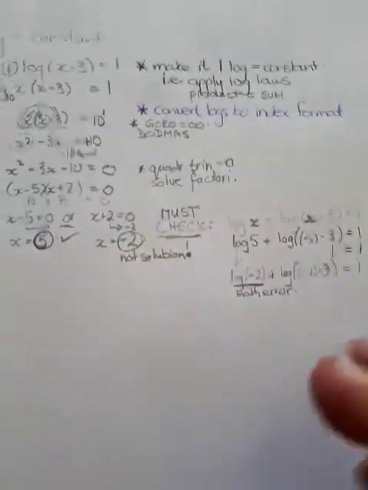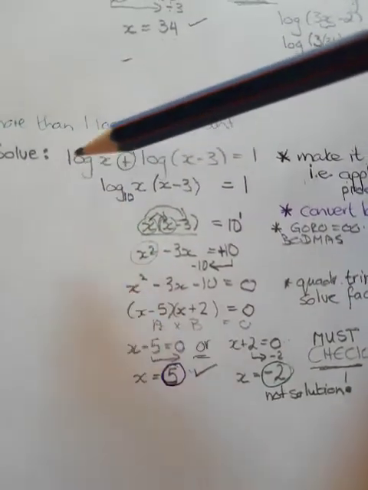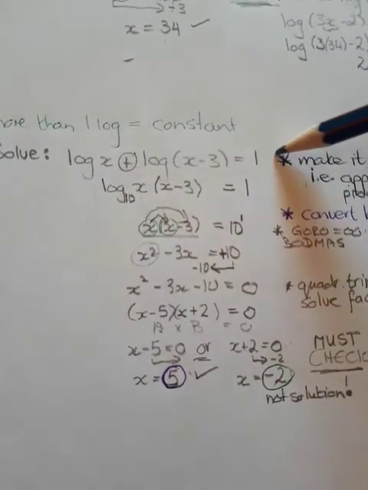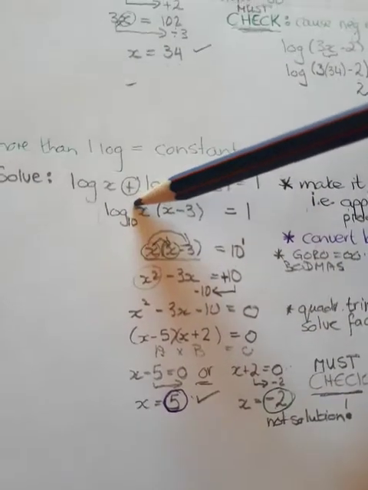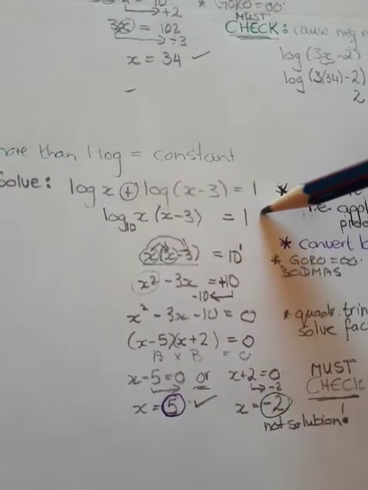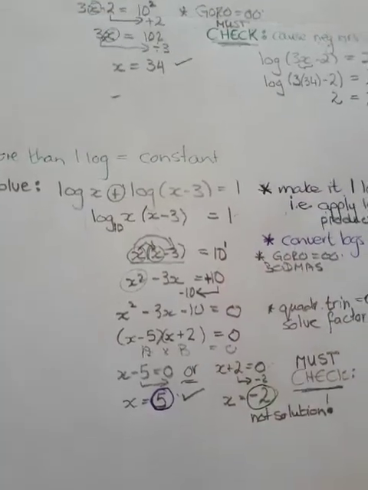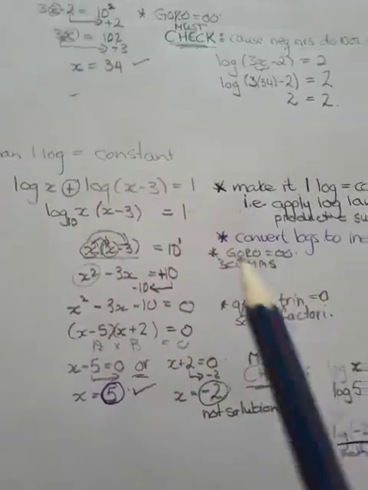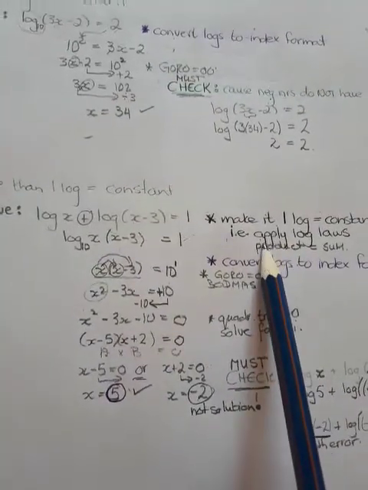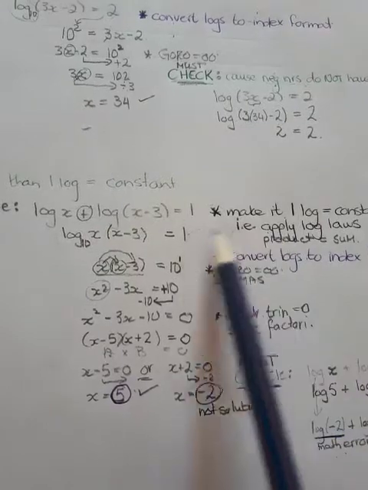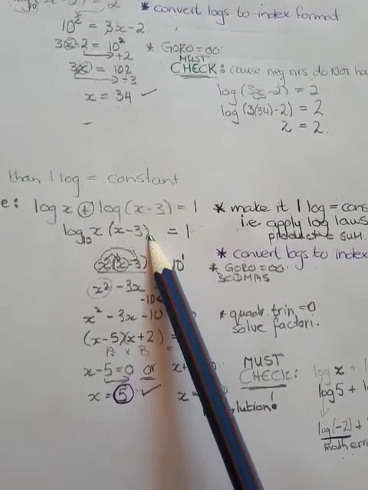So, let's look once again at what we have done. We've got two logs on the left-hand side and a constant on the right-hand side. Remember, we want to get it into one log equaling a constant, so that we can then convert that into the index format. So step 1 is, if you have more than one log, you must make it one log by applying log laws. In this case, it is the product law.